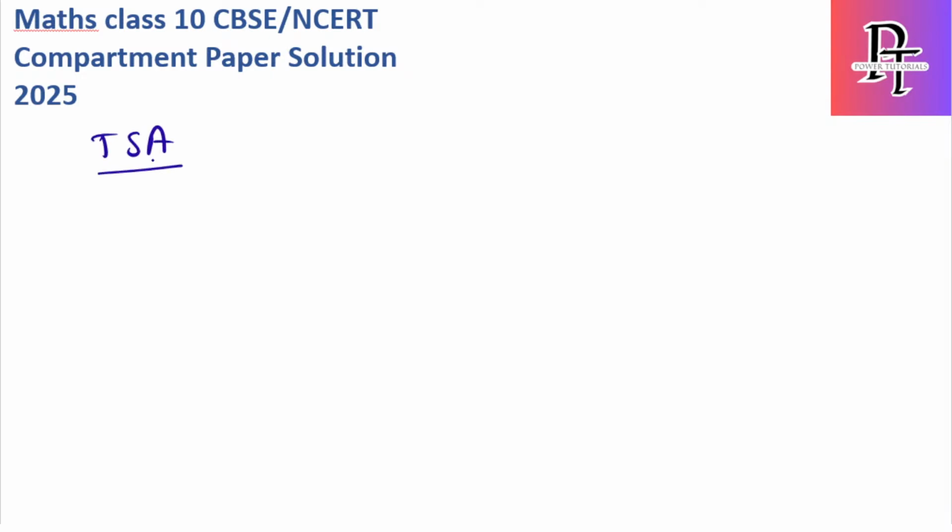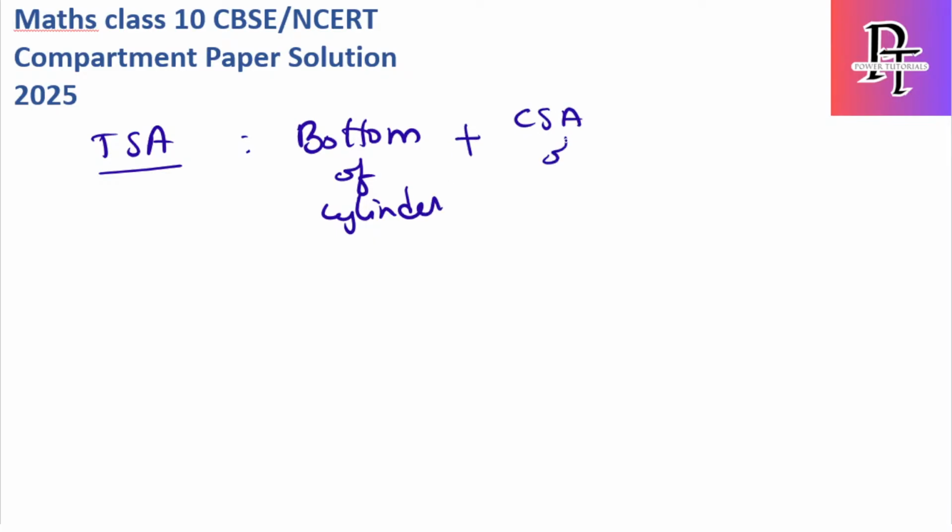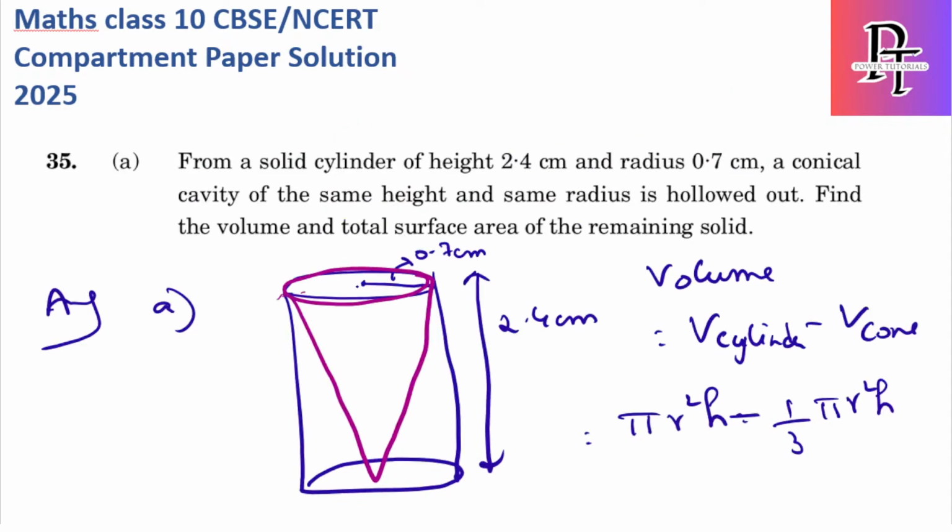So for TSA we need not cut, but the TSA for this question will be equal to the bottom of cylinder plus CSA of cylinder plus CSA of cone. Why am I not considering the top of cylinder? Because this part is hollowed out, meaning we don't have the top part.